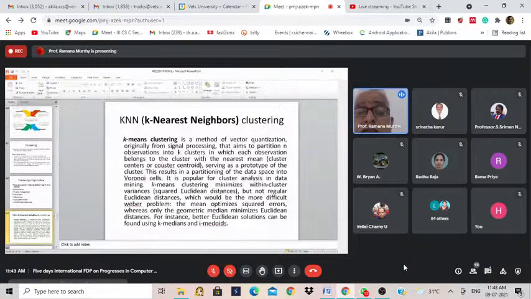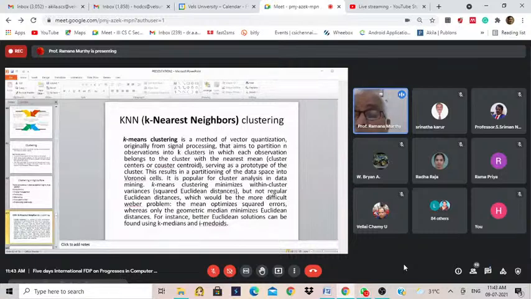This results in partitioning the data space into Voronoi cells. It is popular for cluster analysis in data mining, and we use it. Whereas k-means clustering basically minimizes the within-cluster variances, it does not give regular geometries.